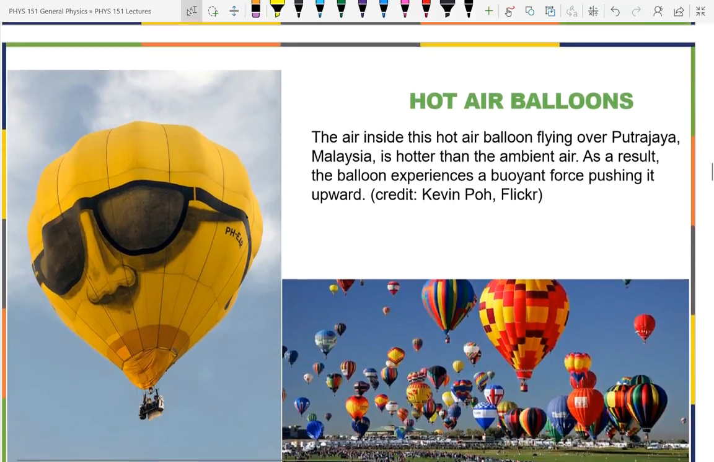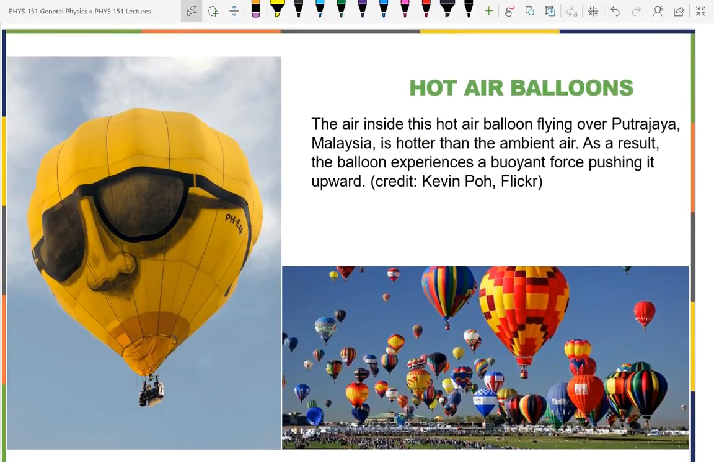Hot air balloons. Anyone here been in a hot air balloon? Really? It surprises me. Not me. I'd be scared to death. I would leave the proverbial brown streak on the ground, I think.